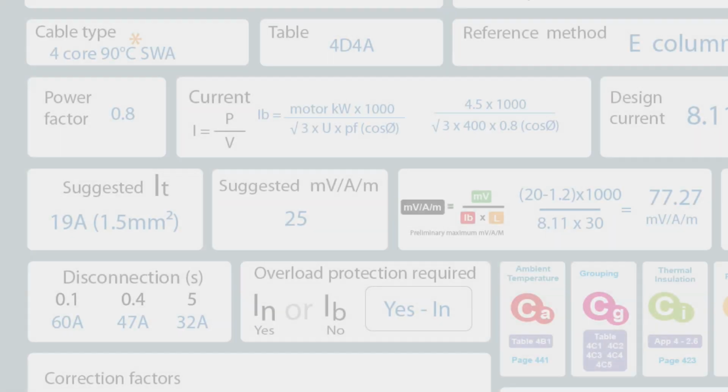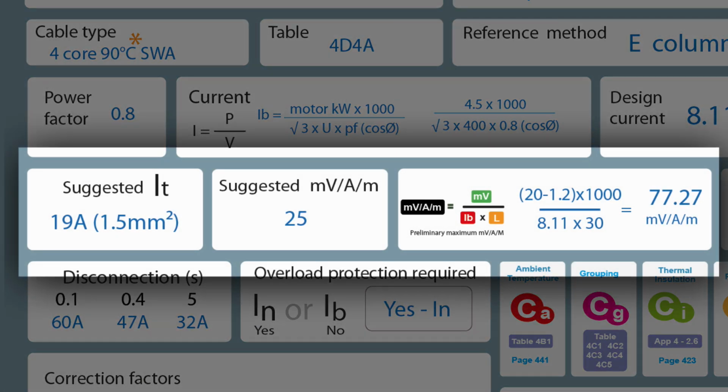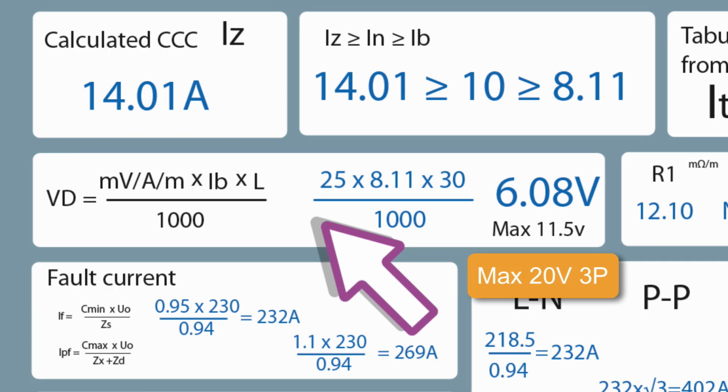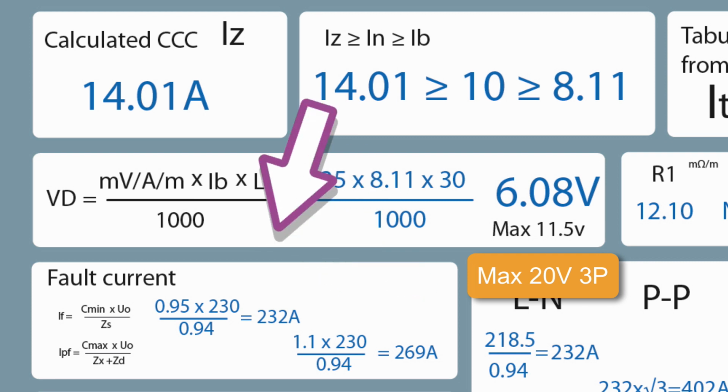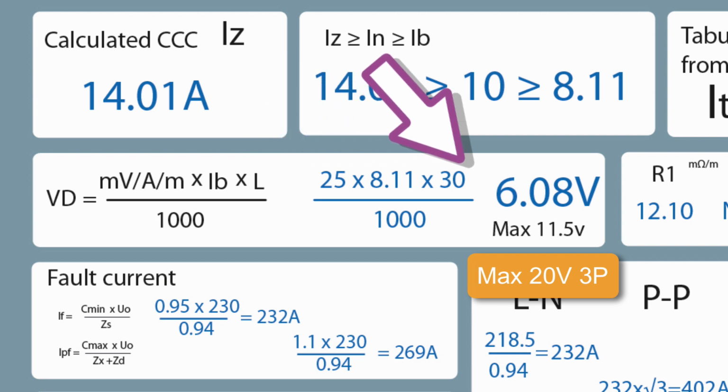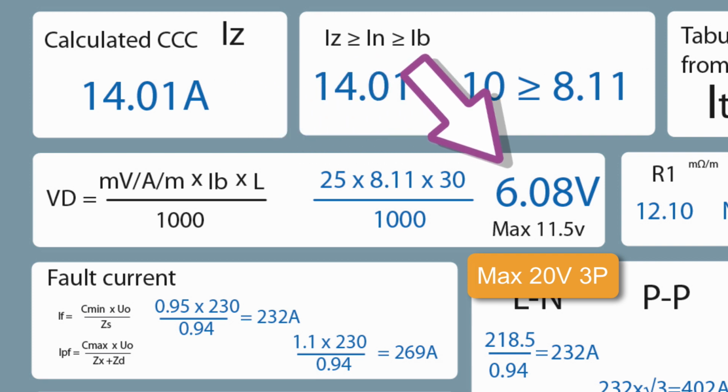So our preliminary calculation seems to have suggested the correct cable, and we know that our volt drop is going to be alright, but we still have to do the volt drop calculation. This is the formula for our volt drop: millivolts per amp per meter times design current times the length of the circuit divided by 1000. Dividing by 1000 to get from millivolts to volts. So that's 25 times 8.11 times 30 divided by 1000, and that gives us a volt drop of 6.08 volts.